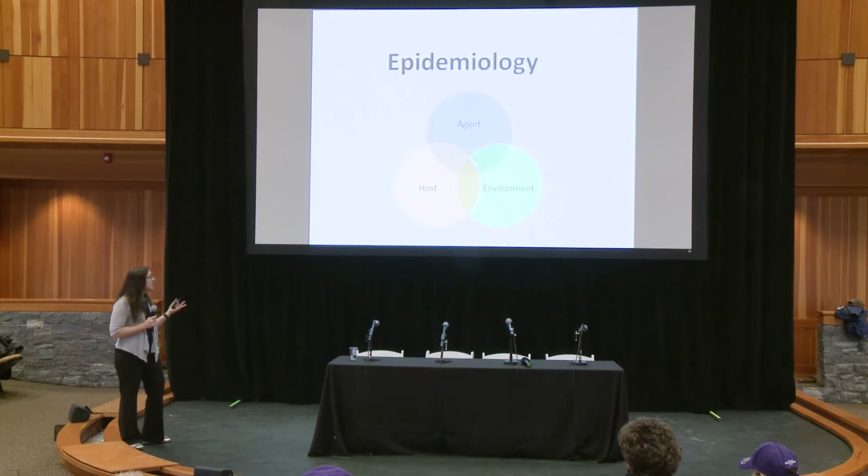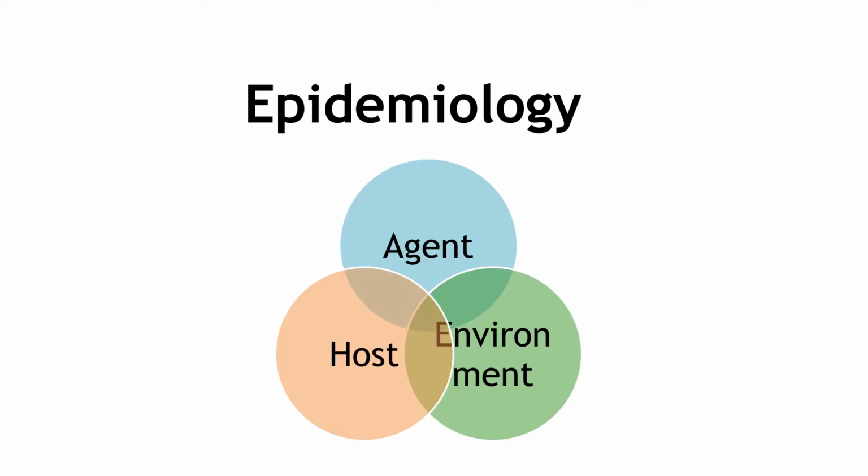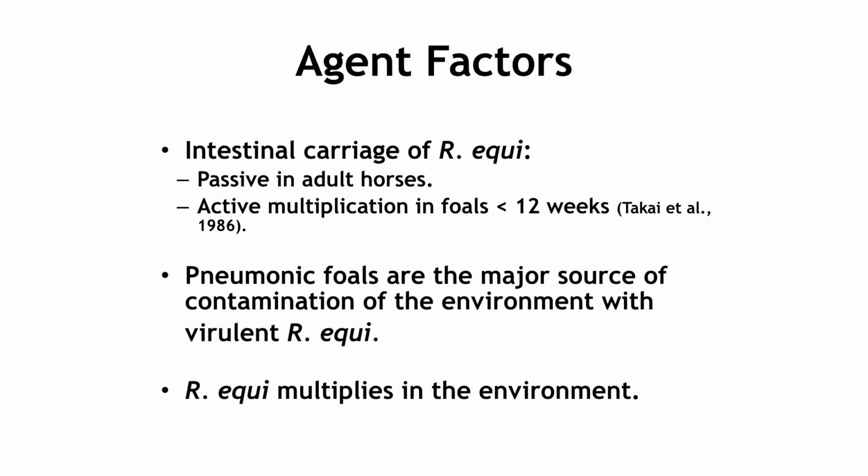So if we're looking at the epidemiology, we have to really take into account 3 different parts. The agent, so the Rhodococcus organism itself, the horse's environment, and then the horse. So agent factors. Rhodococcus is carried in the intestine of horses. It's passively carried in adult horses, meaning it just passes through.